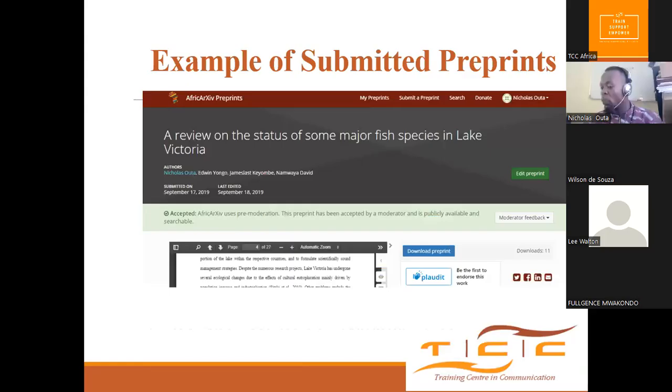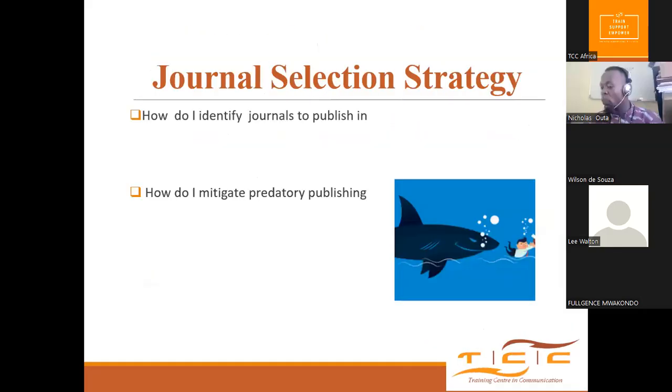This is an example of a manuscript that I submitted in September 2019, and it was published. If you check my Google Scholar that I showed you, you can see that it has almost 6 citations already. So people have downloaded it and people have already cited it.